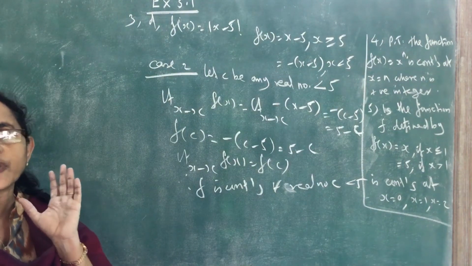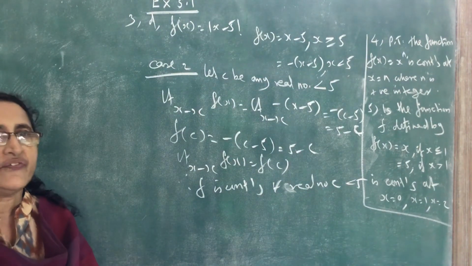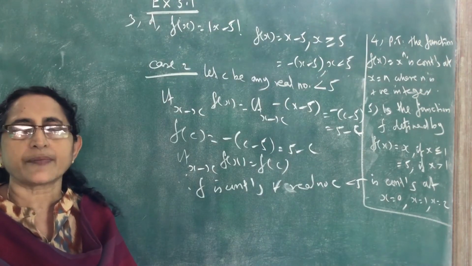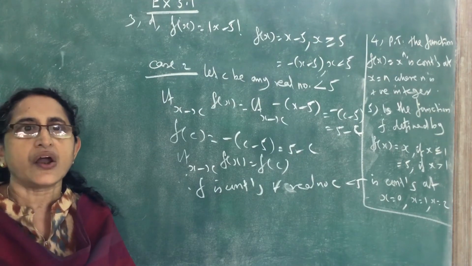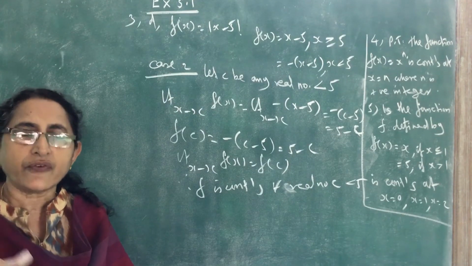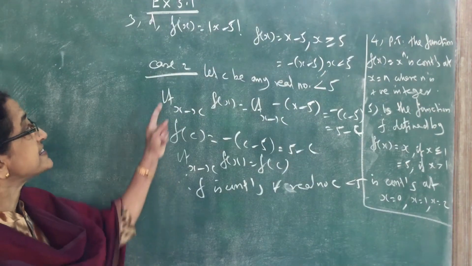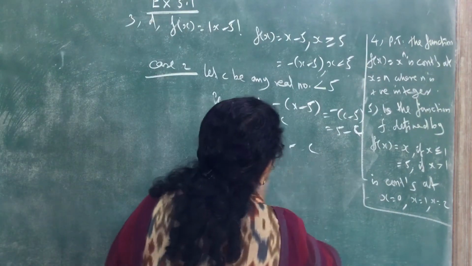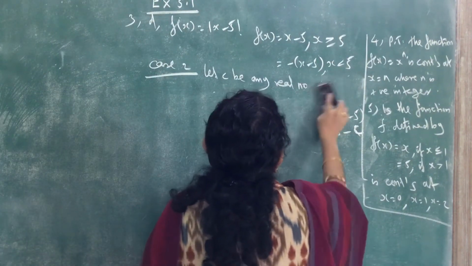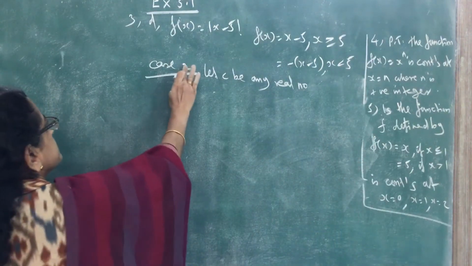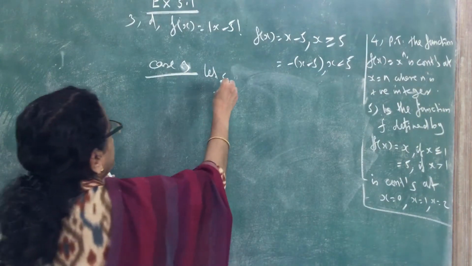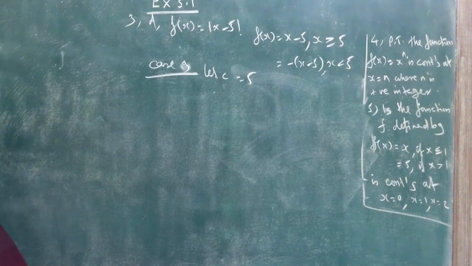Now only we have to check the point x equal to 5. We considered all real numbers less than 5, all real numbers greater than 5. So what is remaining in the set of real numbers? Only x equal to 5 remaining. Now we are going to check the continuity at x equal to 5. That is case 3. Let c be the real number. Let c be equal to 5. Then we are going to check the continuity at c equal to 5, that means x equal to 5.